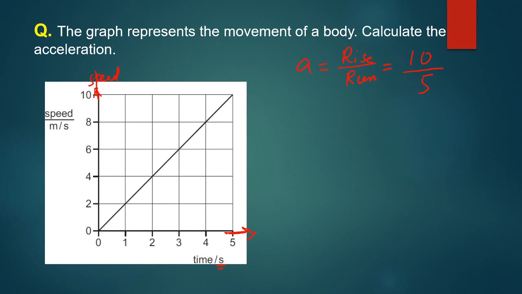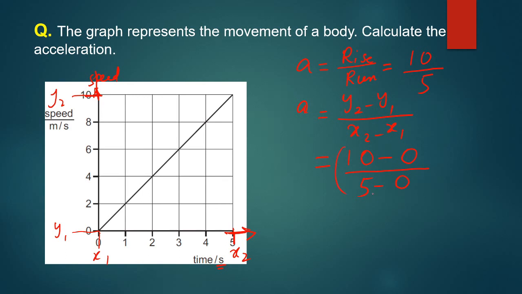Or if you want to use coordinates, you can use y2 minus y1 over x2 minus x1. So the value of the y2 in this case is 10, and the value for y1 is 0 because the graph is passing through origin. So here is y1 and that value is x1. This is x2 and that will be y2. So in that case, 10 minus 0 over x2 is 5, 5 minus 0.